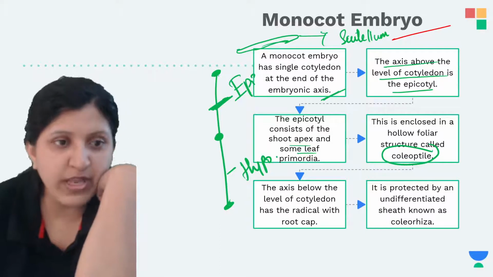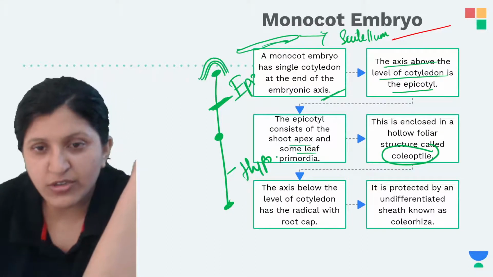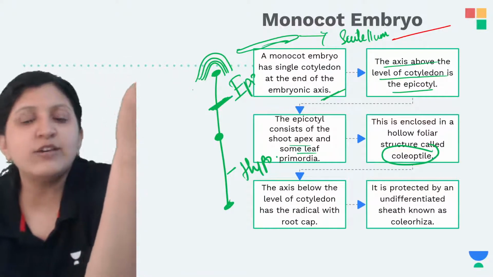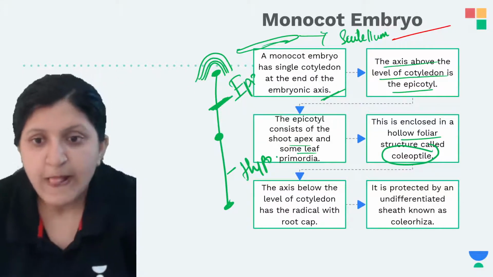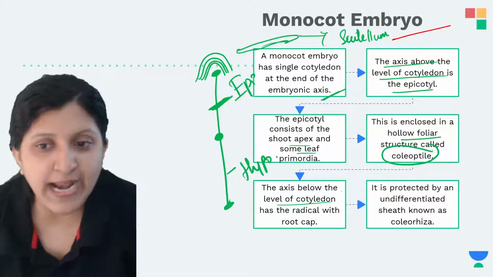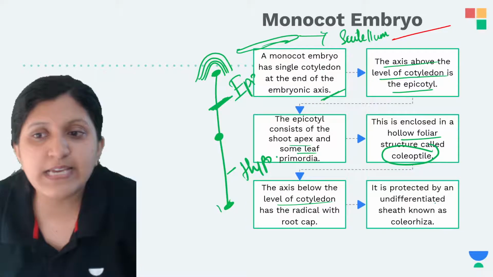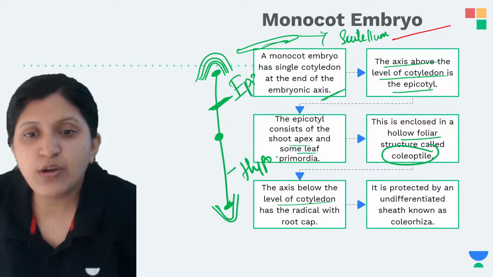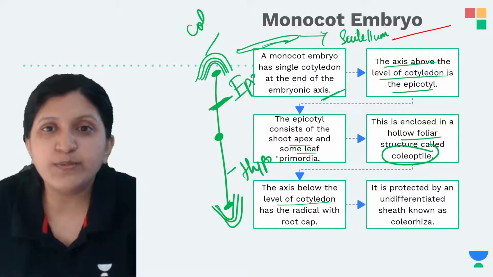So if I say this is a plumule, there is a covering sheet. The sheet covering which is there, we call a coleoptile. So this is a hollow foliar structure. Now the axis below the level of the cotyledon has the radicle with the root cap, and that is protected by another sheet, which we call a coleorhiza. And this one is the coleoptile.